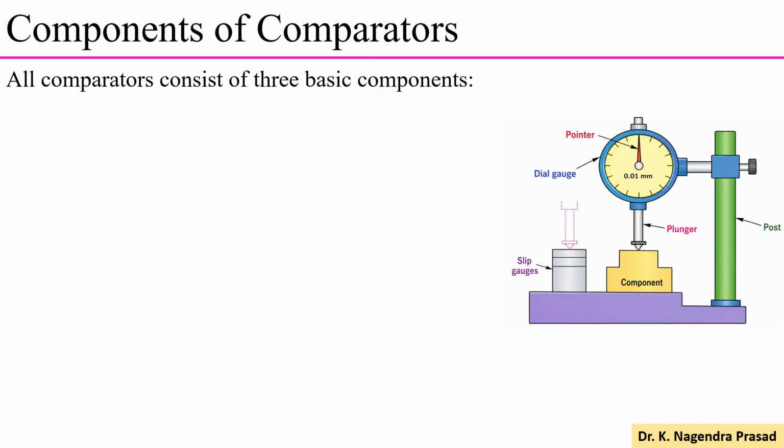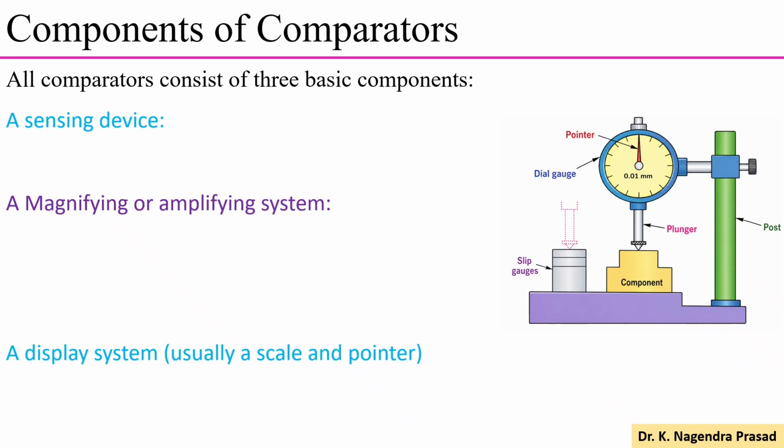Next, we will discuss the components of comparators. All comparators consist of three basic components. First one is the sensing device. Second one is the magnifying or amplifying system. Third one is the display system. First we will discuss the sensing device. A sensing device senses the input signal faithfully. Let's consider the dial gauge: the plunger is the sensing device, which identifies the height difference between the standard and the component.